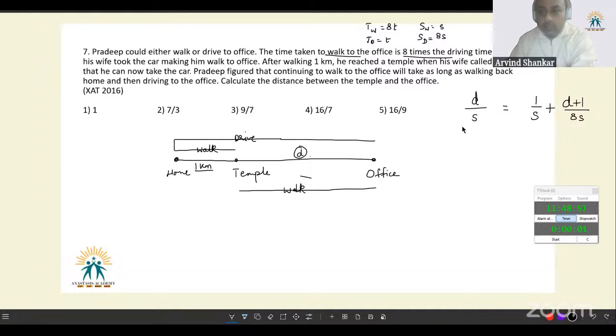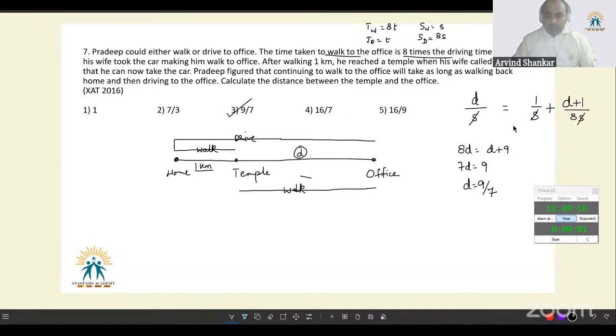Once you equate them, the denominator goes for a toss everywhere. We get 8d is equal to d plus 9, or we get 7d is equal to 9, or d is equal to 9 by 7, or option 3 is the right answer.